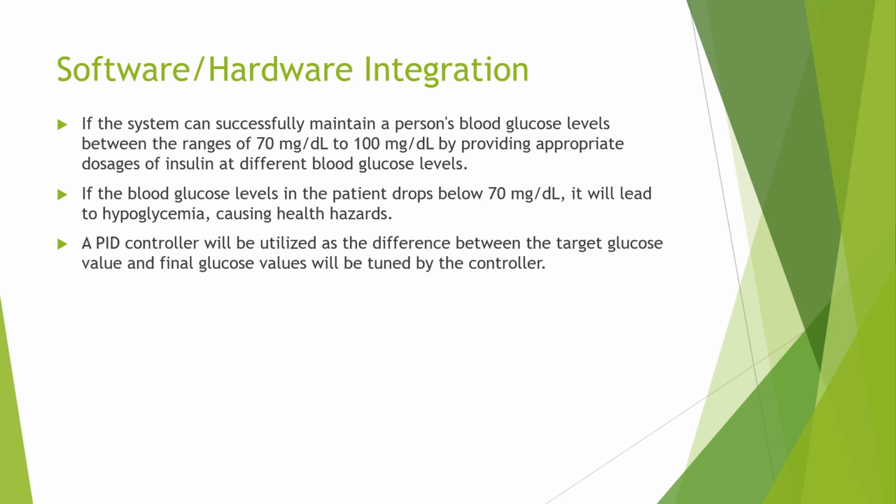A PID controller is typically developed for this type of system, and the variable to be tuned in this case will be the difference between the target glucose value of a patient and the final glucose value measured by the insulin pump itself and the CGM and so on.